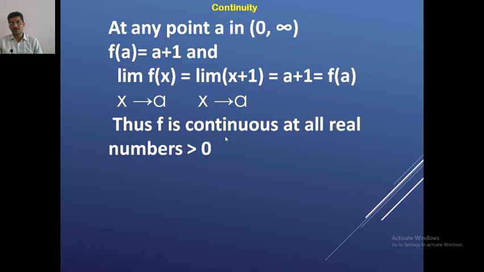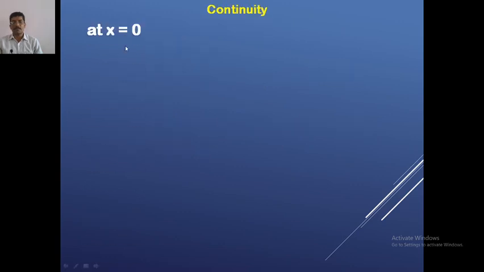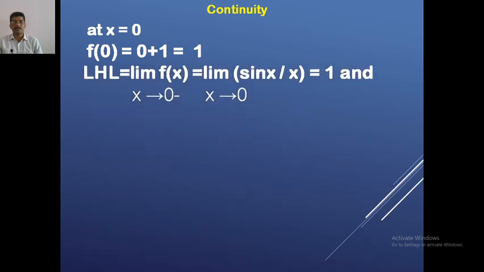It means in negative real numbers, the function is continuous. In positive real numbers, the function is continuous. Next, verifying only at the point x is equal to 0. It is a particular point. Here, first find the value of the function. At the point x equal to 0, 0 plus 1, its value is 1. f of 0 is equal to 1. 1 is a finite real number. Therefore, the function is defined at the point x is equal to 0.